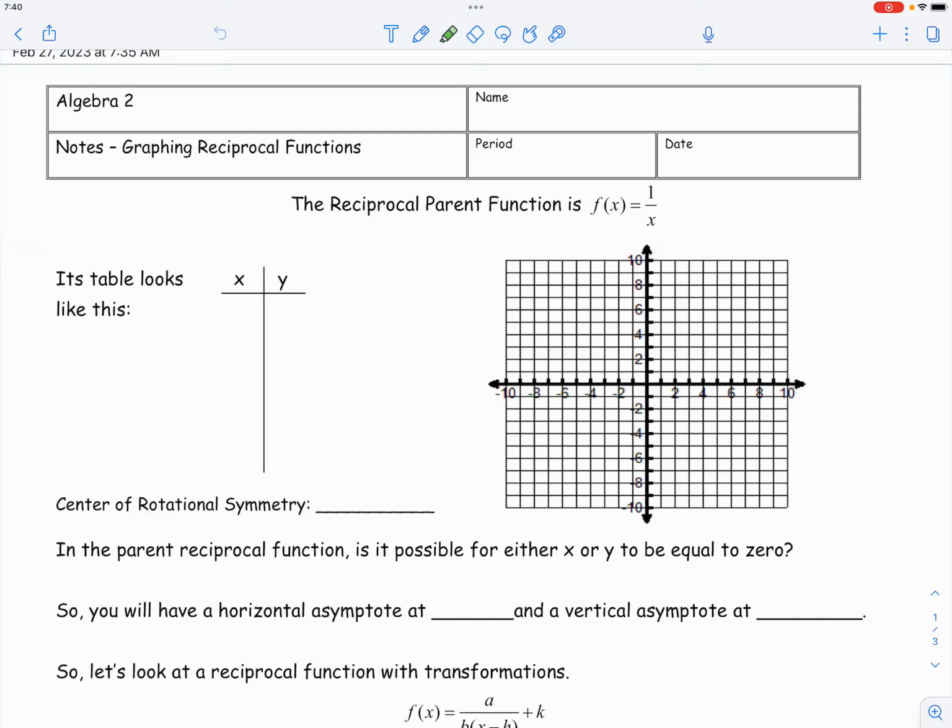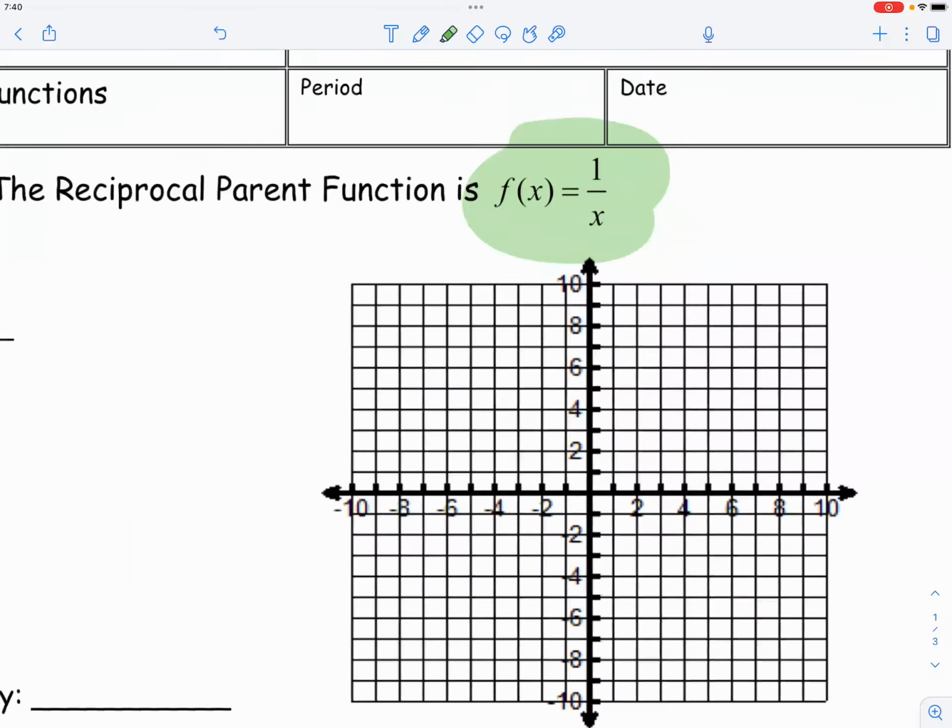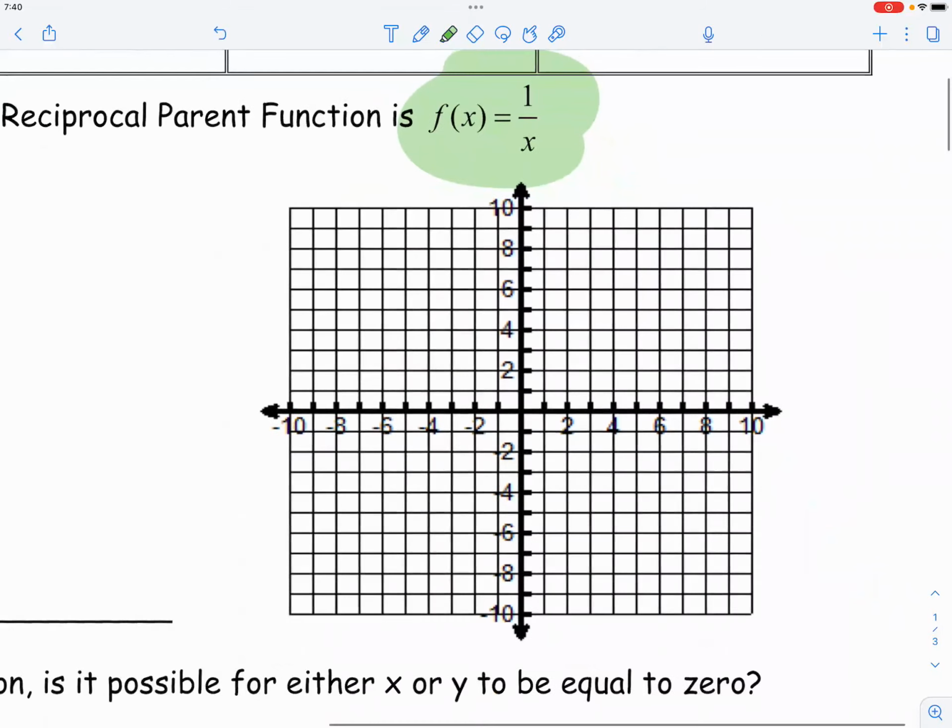Now, there are two parts of the graphing here. Today, tomorrow, Wednesday will be about the reciprocal graph, which is this. Okay, it's going to be 1 over x. We'll draw the graph, and then just like before, we will do all the transformations, moving left, right, up, down, vertical or horizontal stretch. Okay.